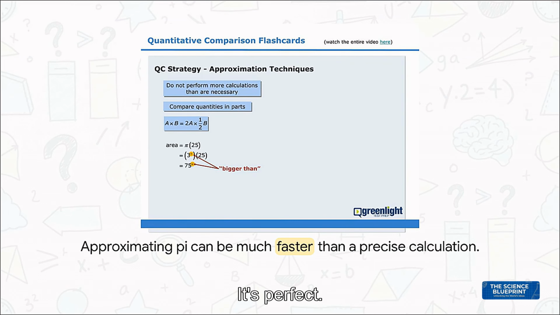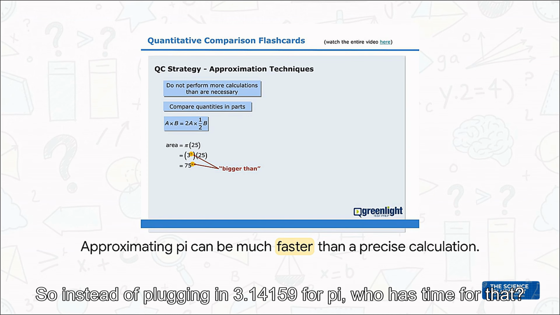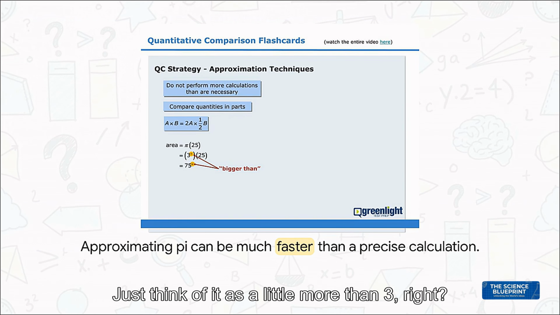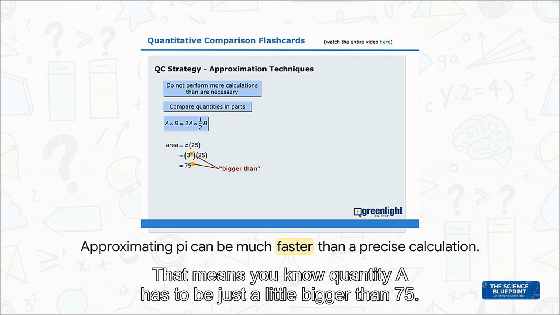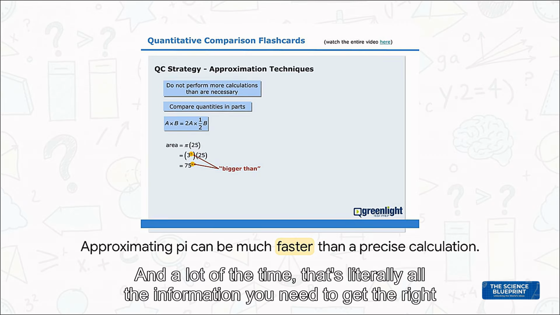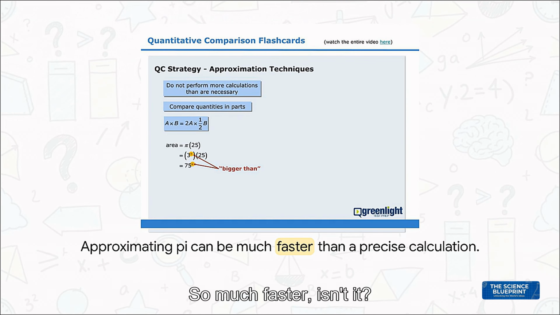Okay, check out this example. It's perfect. So instead of plugging in 3.14159 for pi, who has time for that? Just think of it as a little more than 3, right? So 3 times 25 is 75. That means quantity A has to be just a little bigger than 75. And a lot of the time, that's literally all the information you need to get the right answer. So much faster, isn't it?